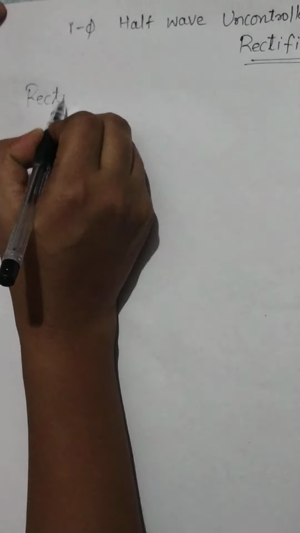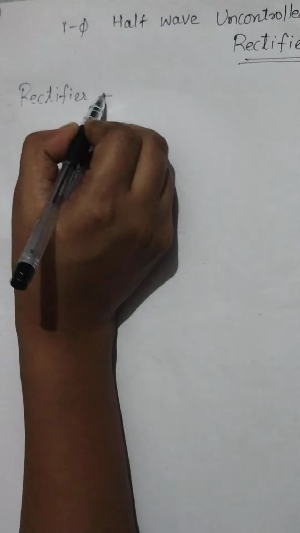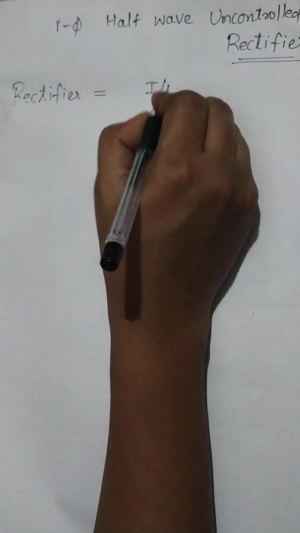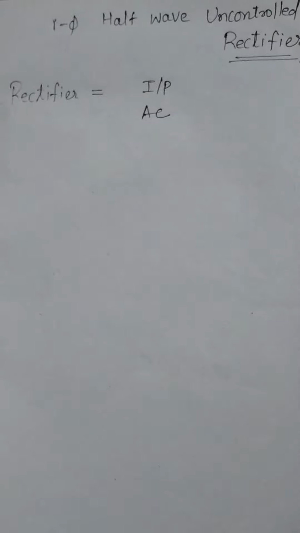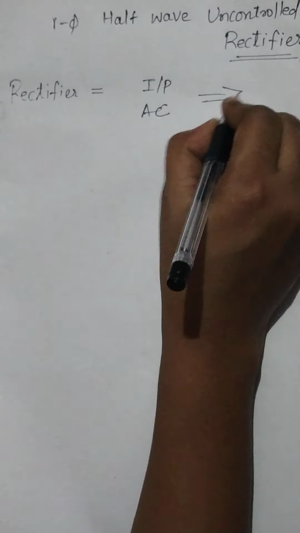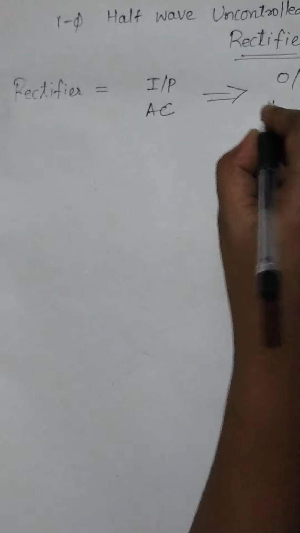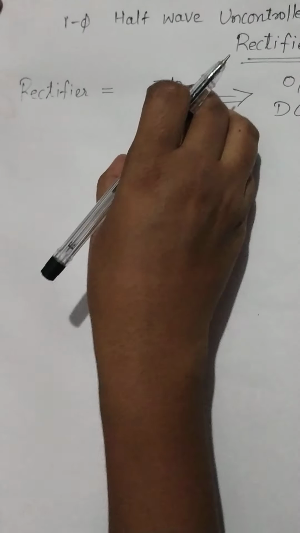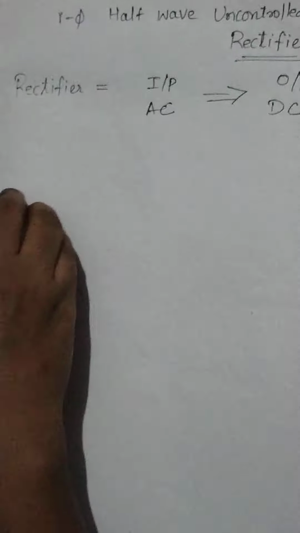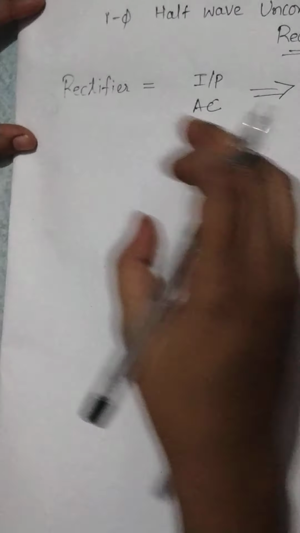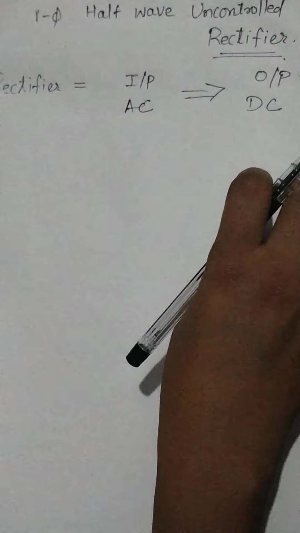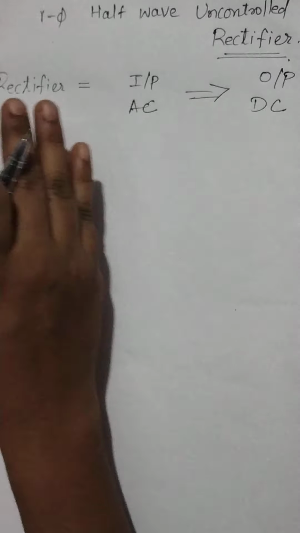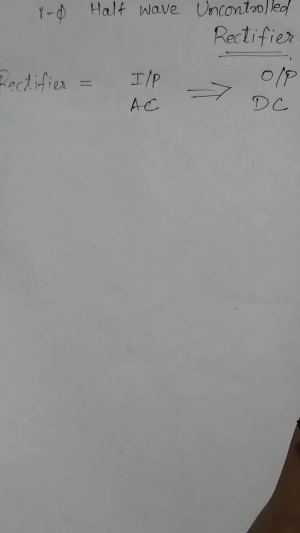Rectifier converts input AC, that is alternating current, into output DC, that is direct current, right? So at the input side we have AC which is converted into the DC at the output side. That is the function of rectifier.